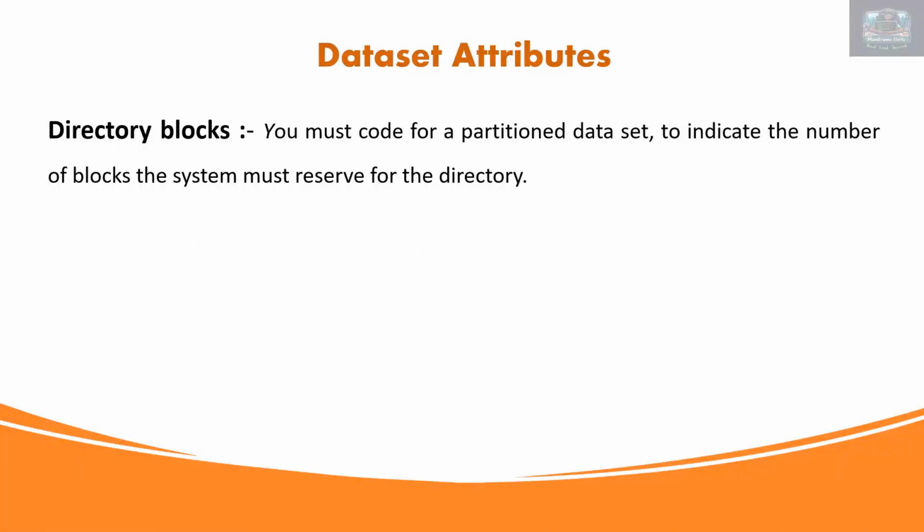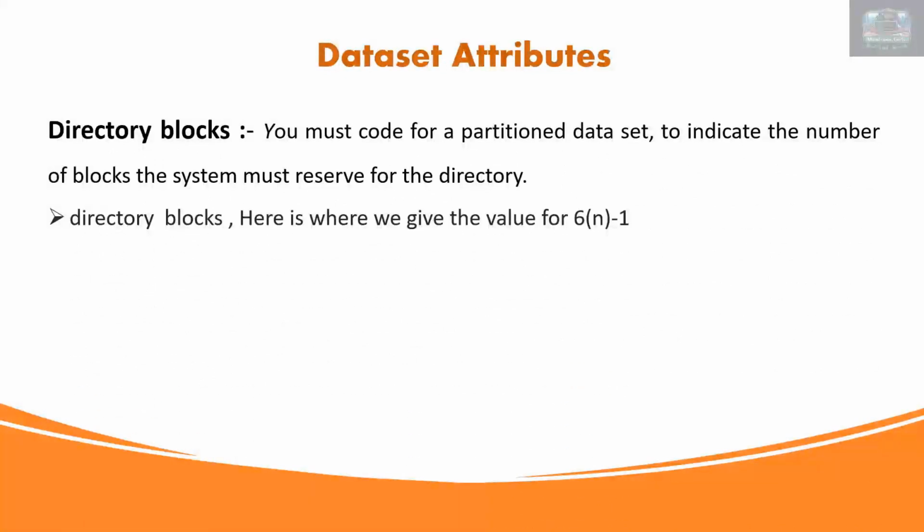Here comes the next parameter. As I told you, primary and secondary is enough for the PS file, a basic flat file. But what about the PDS file, which needs members? And how do you tell how many members it needs? That's by 6n minus 1.